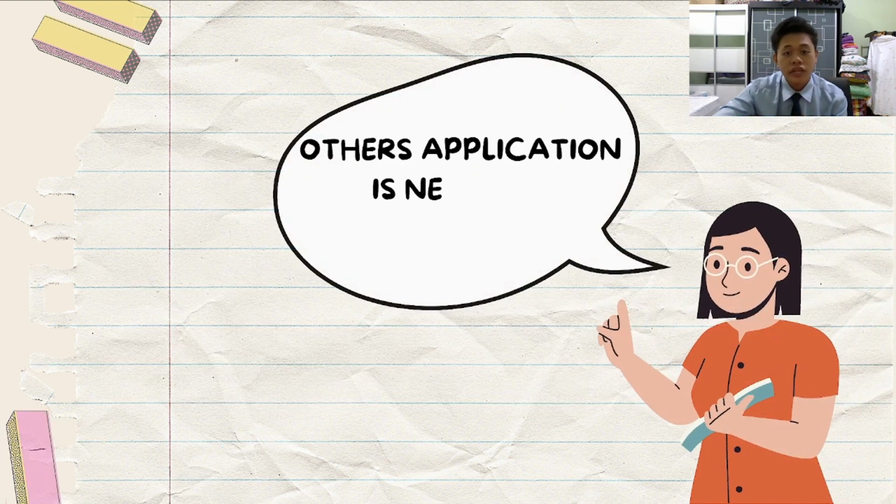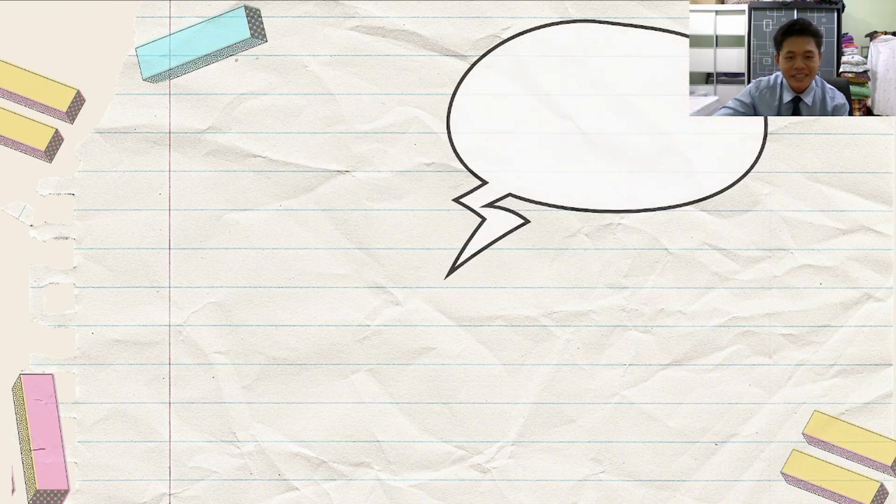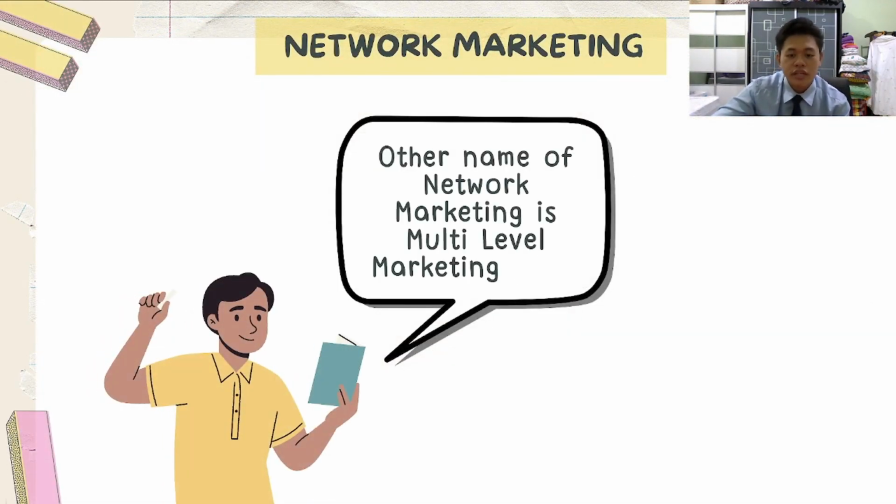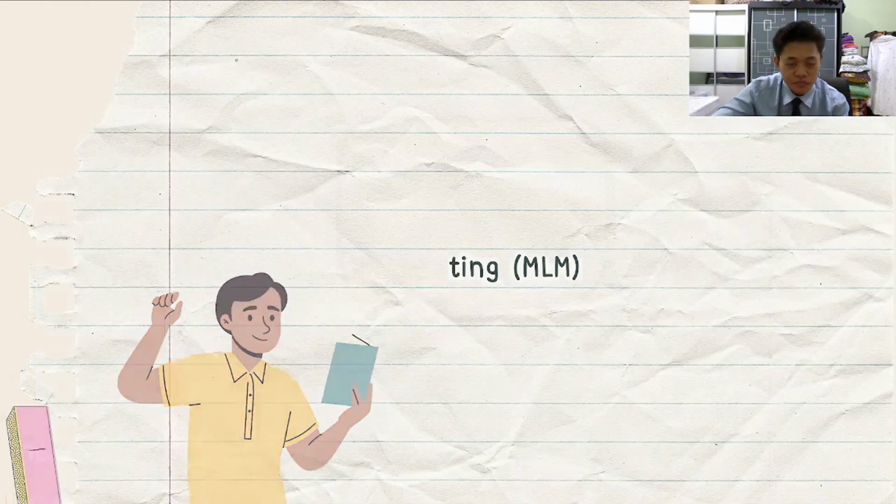So today I will explain about application of recurrence relation number 2. The other application of recurrence relation is network marketing. What is network marketing? Network marketing, also known as multi-level marketing, MLM, is one of the business activities that are very popular among young people nowadays.